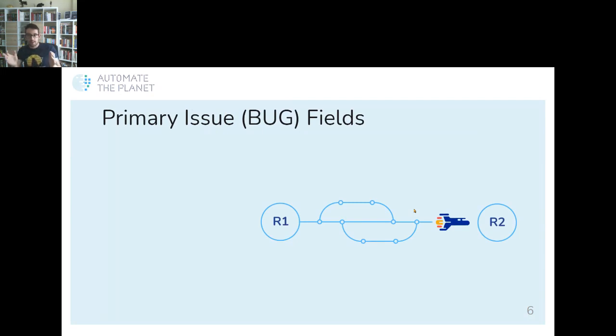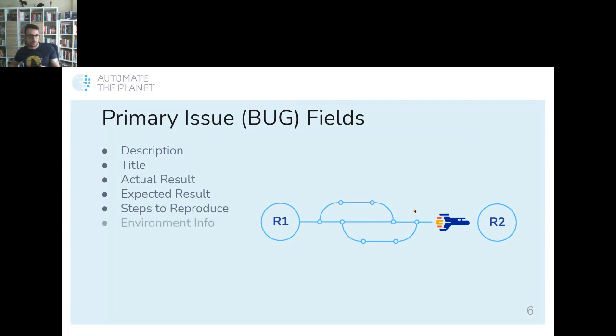So let's quickly review what we normally put in a bug report and talk about what common metrics we can have using this data. We have a description, the title, the actual results, the expected result, steps to reproduce, environmental info, the priority, how urgent it is to be fixed, the impact, the severity, who is assigned, and the reporter. We all know these basics, right?